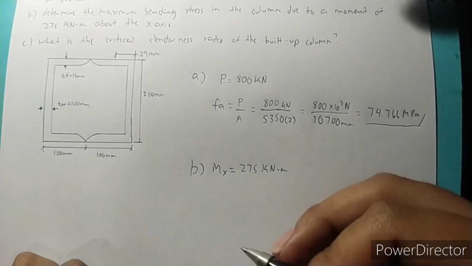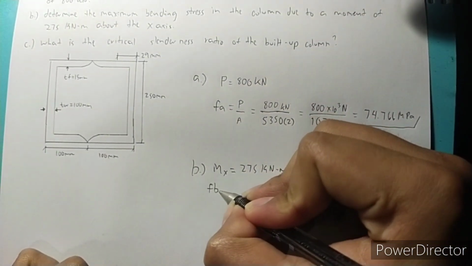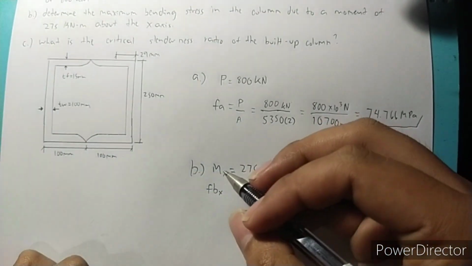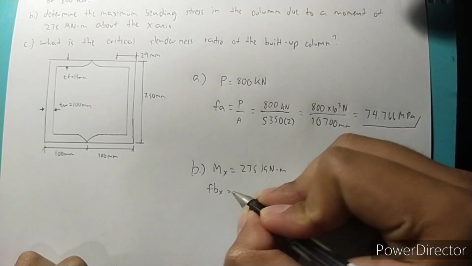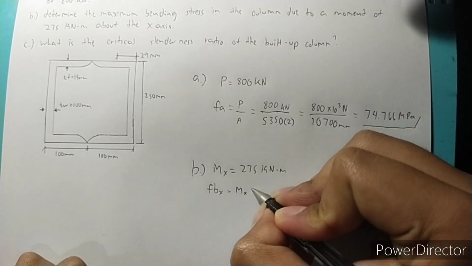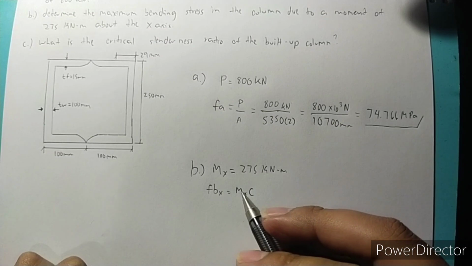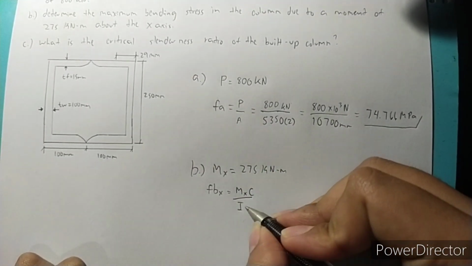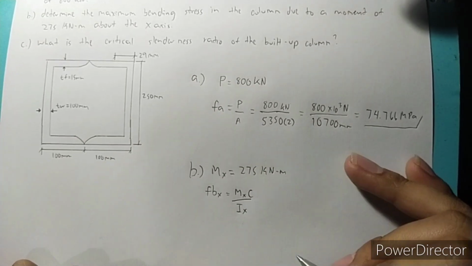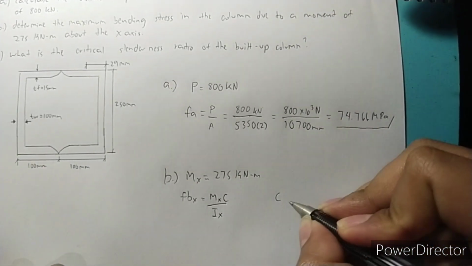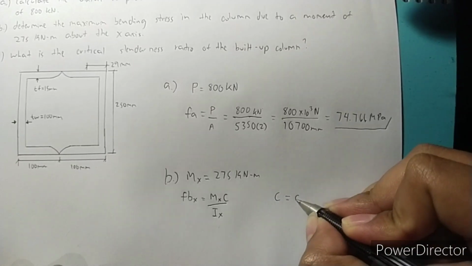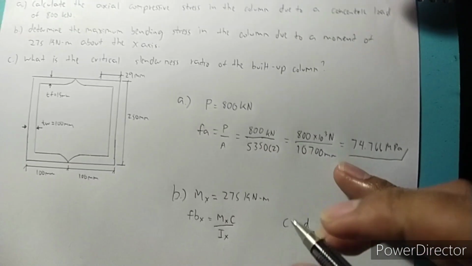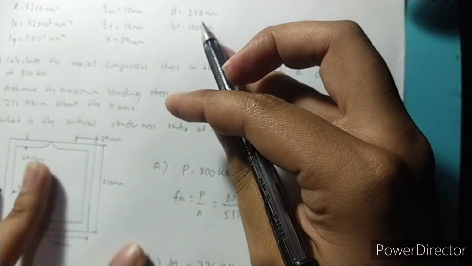Meron tayong formula na FBX. Dahil nga nasa x-axis siya, FBX, equals to Mx C, yung center, over moment of inertia with respect to x-axis. So, yung C natin, si center, is equal siya sa D, o yung depth, over 2. So, ano ba yung D natin dito is yung 250. So, ayan.